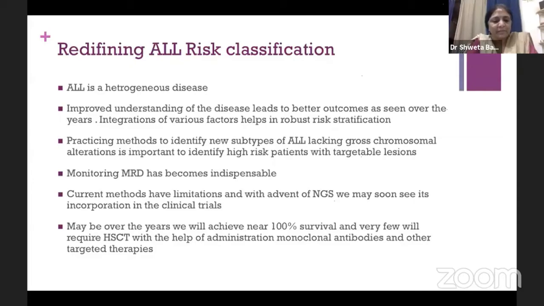Current methods have limitations, and with the advent of NGS, we may soon see its incorporation in clinical trials. Most importantly, the hope is that over the years we will achieve near 100% survival, and very few will require transplant, with the help of monoclonal antibodies and other targeted therapies. Thank you.